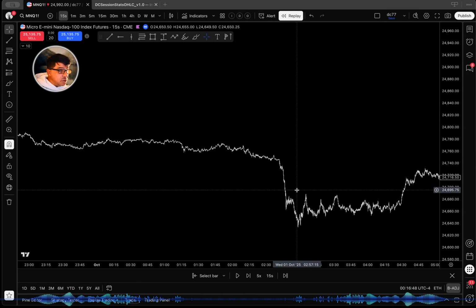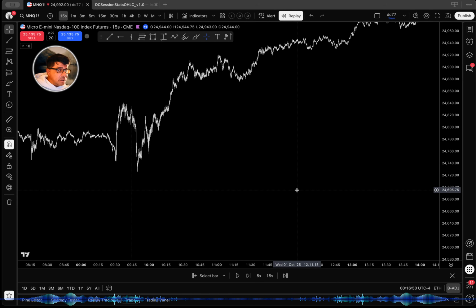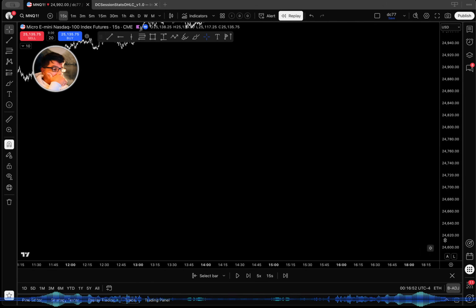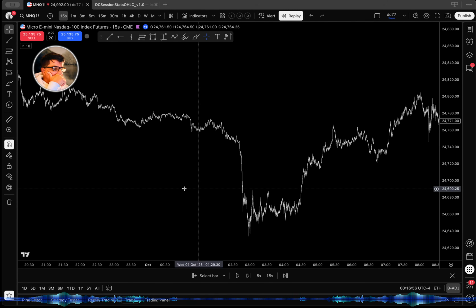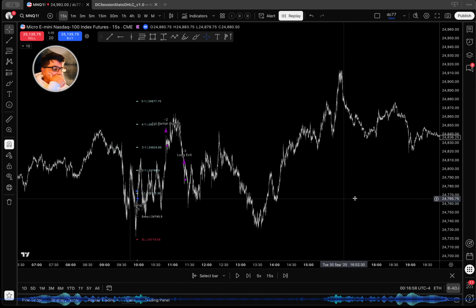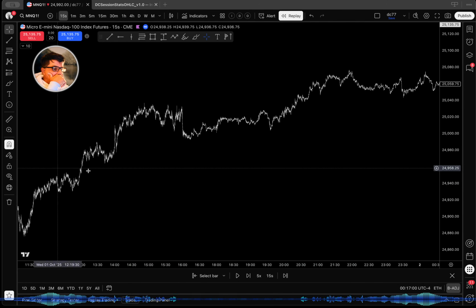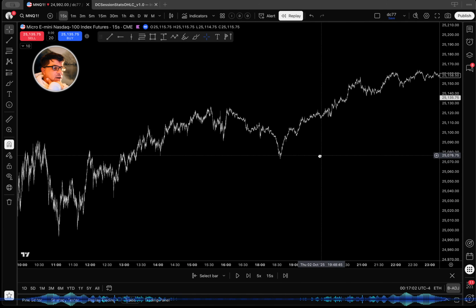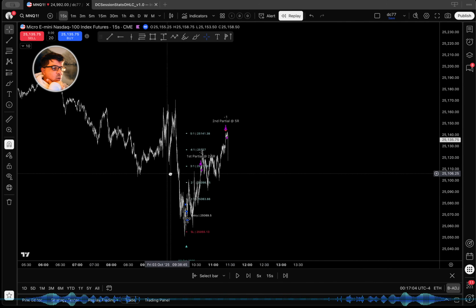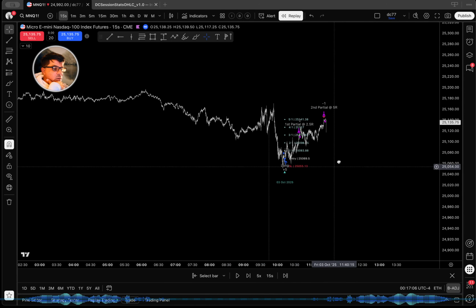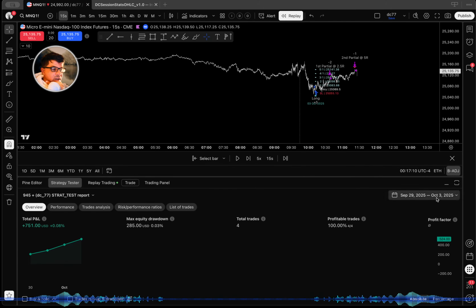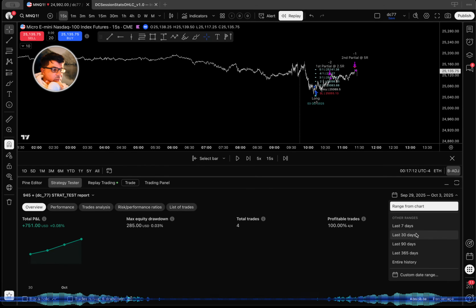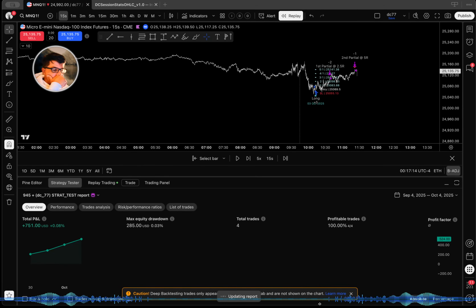Now, you do see prints on higher time frames. It's interesting. Now, like I said, I haven't run the data and I don't know how that's going to perform on the higher time frames, because this is the design. This is the design. Let's go for last 30 days.